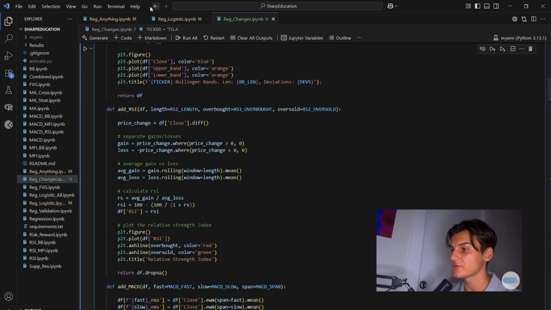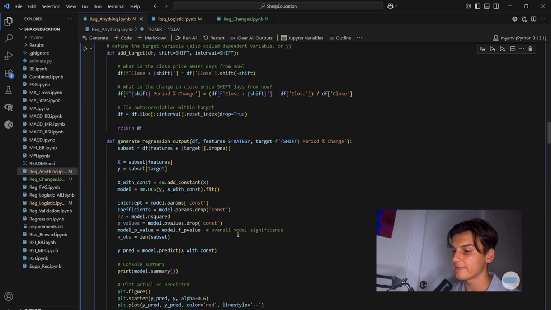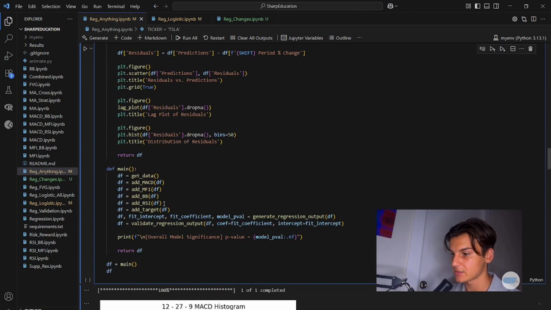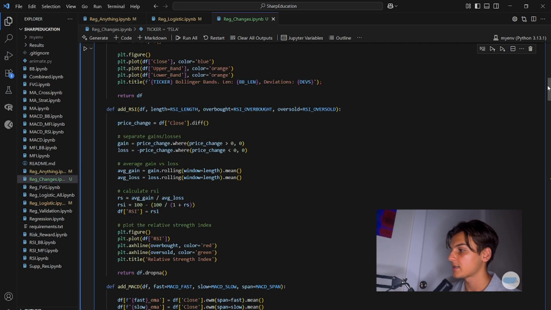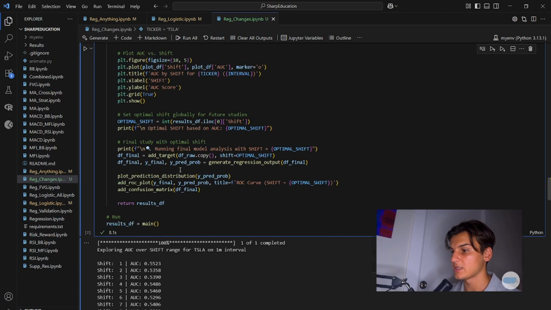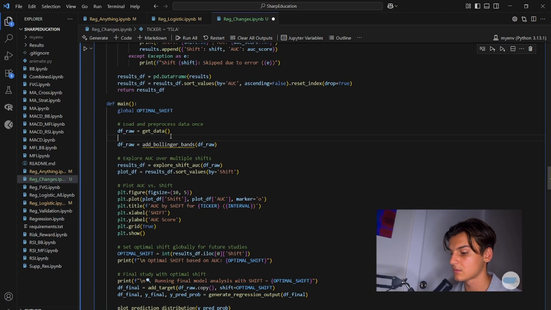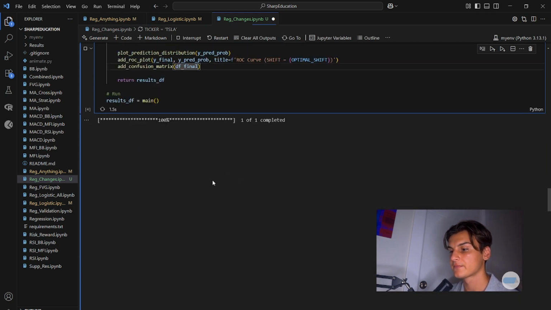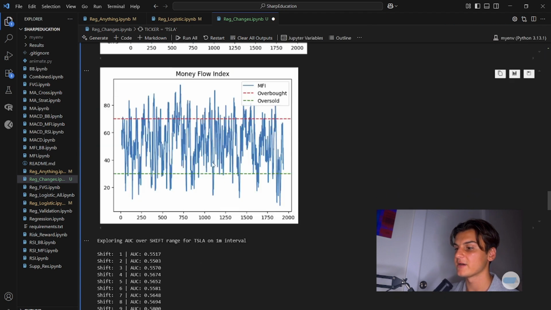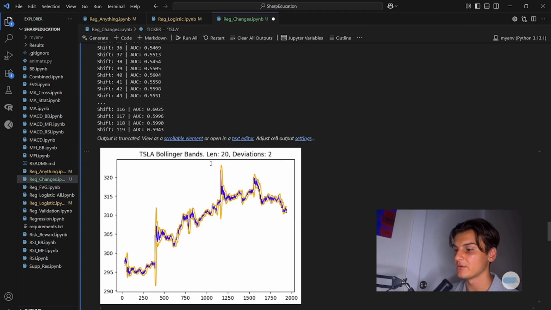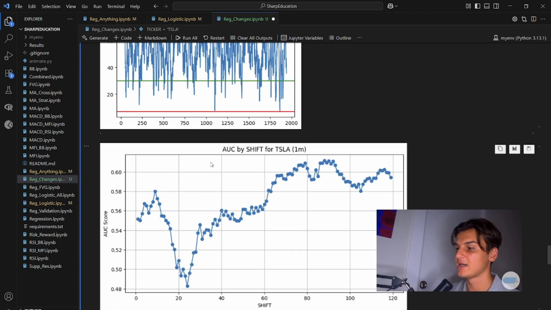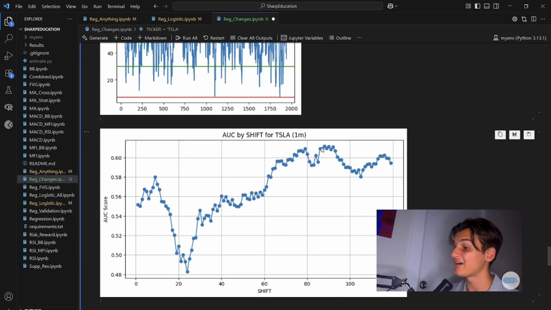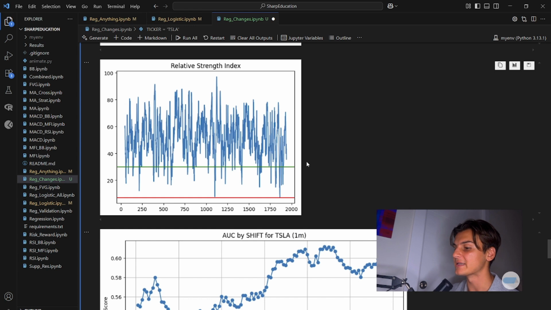And then we need to also add our technical indicators in our main function. So let's take these from our main function, RSI, Bollinger Bands, MACD, Control C, back to reg changes, update our main function. Perfect. So when we run everything, we're now looking at the MACD histogram, the money flow index, Bollinger Bands, the relative strength index, and this is the minutely shift for Tesla. We can get up to a 0.6 with all of the technical indicators and our minutely data.